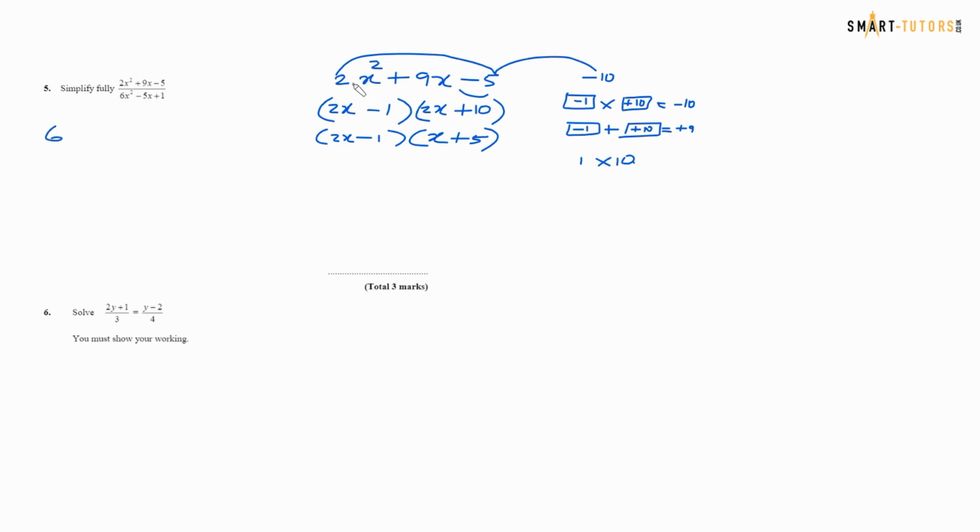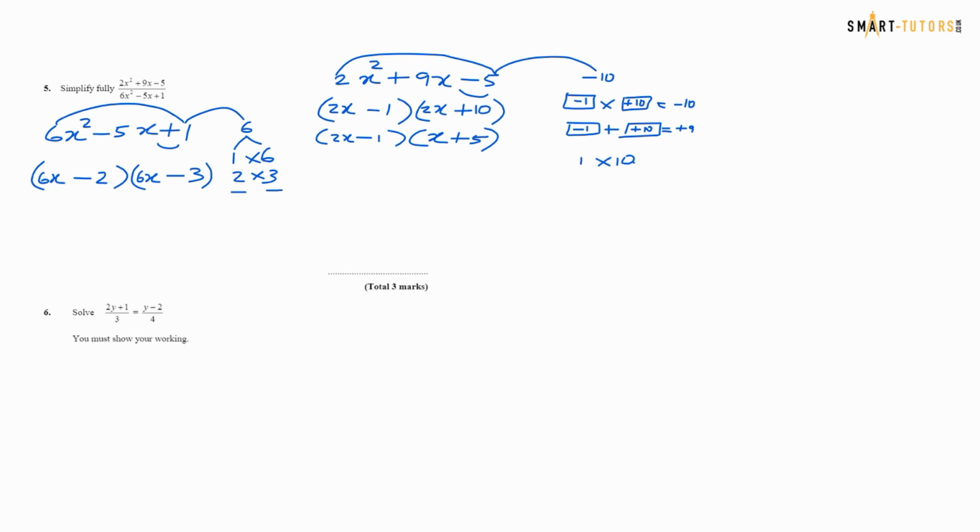The second quadratic is 6x squared minus 5x plus 1. 6 times 1 is 6. So factors of 6 are 1 times 6, 2 times 3. Factors need to be added. 2 plus 3 is 5. Both minus. So bracket start close, bracket start close. 6x at the start, 6x at the start. One has minus 2, the other one has minus 3.